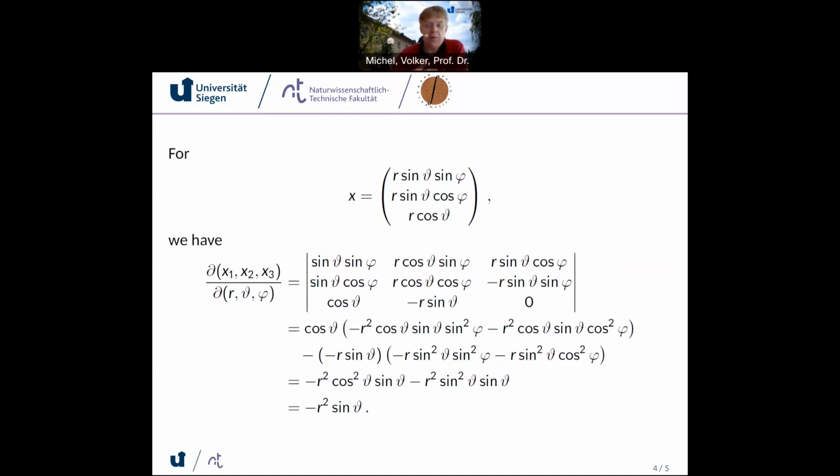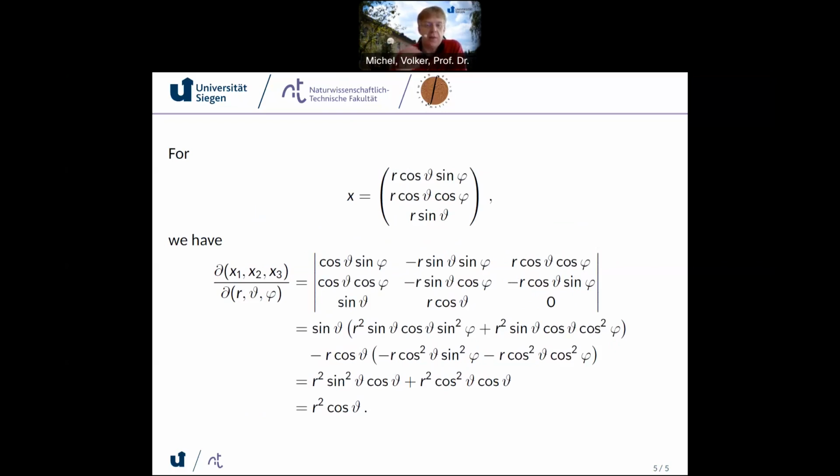So what we had before for the mathematical version was an r squared sine theta. Now with the not completely mathematical version, where you interchange the way you use the phi, you get a minus r squared sine theta. And now the other one, where you take sine theta for the x3 coordinate, this gives you a Jacobian with r squared cosine theta. Previously we had minus r squared cosine theta.